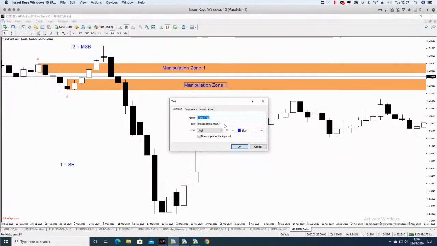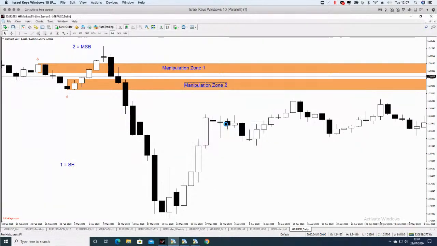Which one is 1? Which one is 2? 1 is the first one that happened. 2 is the second one that happened, in that order. So if this chart was upside down, then manipulation zone 1 would be the lower zone, because that's the zone that would first have driven the stop hunt down. Then manipulation zone 2 would have been the one that went the other way.